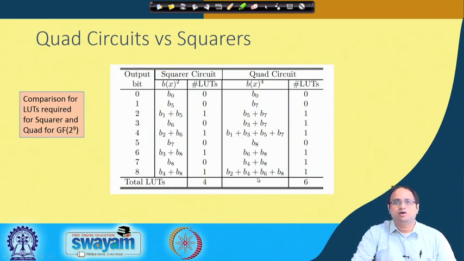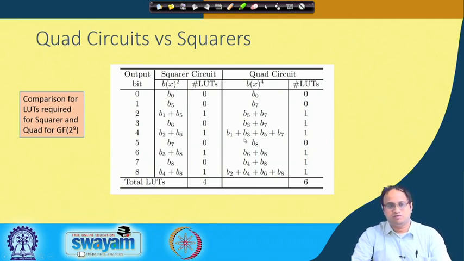Now, if you compare a quad circuit with a cascade of 2 squarers, where you are doing squaring and then squaring, you can see that there is an improvement, because here you require 6 lookup tables, but here you would have required 4 into 2, that is 8 lookup tables. But in terms of delay, if you compare these two circuits, both of them have a delay of 1 lookup table, because they are consuming 1 lookup table. So, there seems to be an opportunity for a trade-off, where you can optimize and have a better performing inversion circuit.